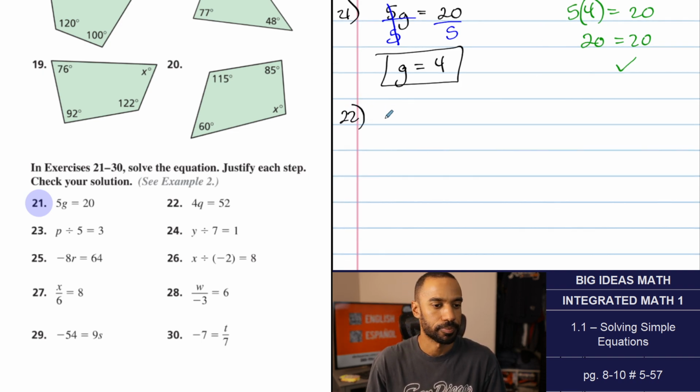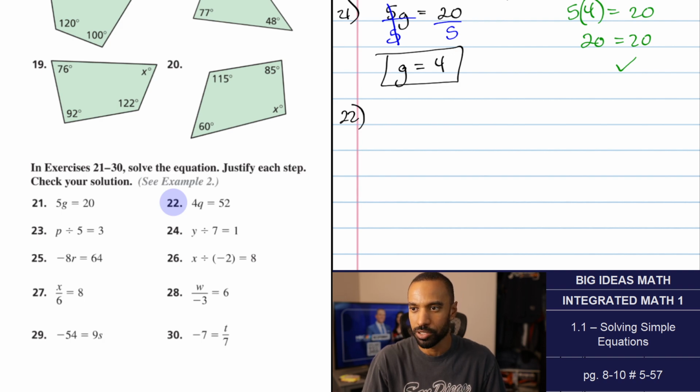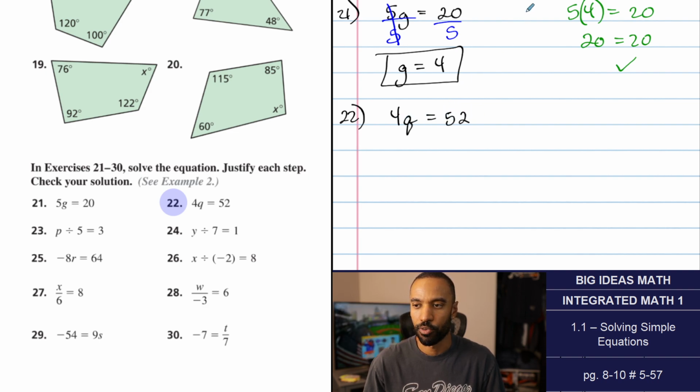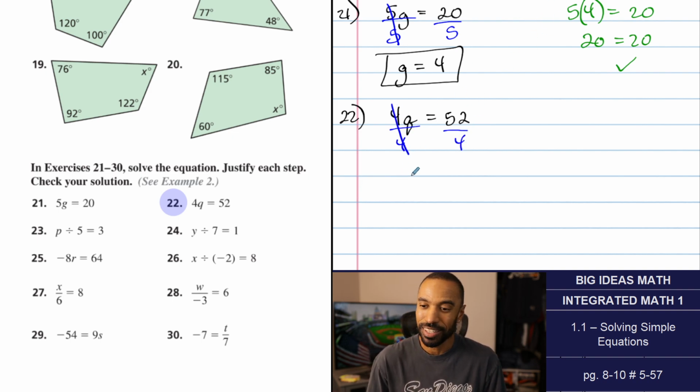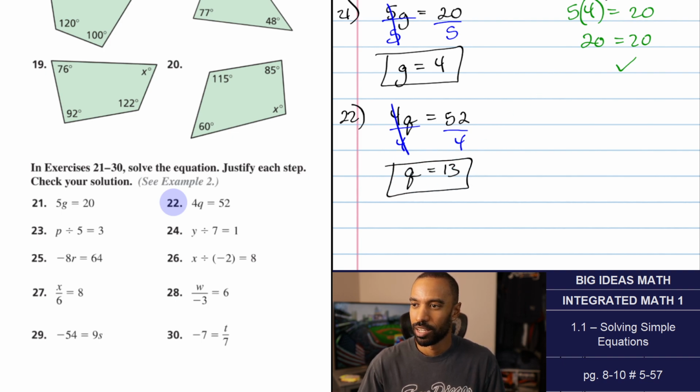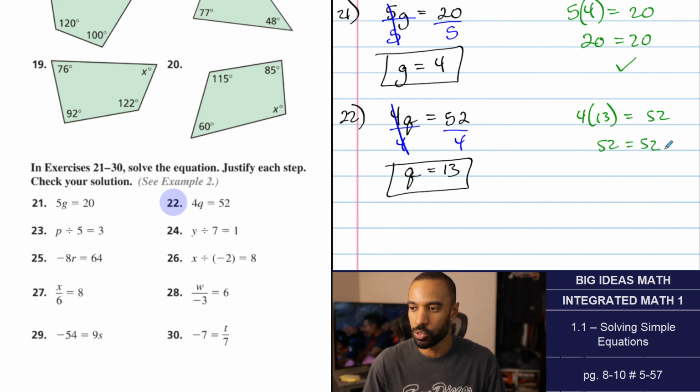It is multiplication. Number 22 is 4 times q equals 52. More of the same, maybe just a harder division for us. And yes, division will be had because 4 is multiplying by q. Something times 4 is 52. We'll divide 52 by 4 to figure out what that is. What is 52 divided by 4? Well, it's 13. And q is 13. Go to the calculator, try 4 times 13 equals 52. We do get 52, which equals 52.